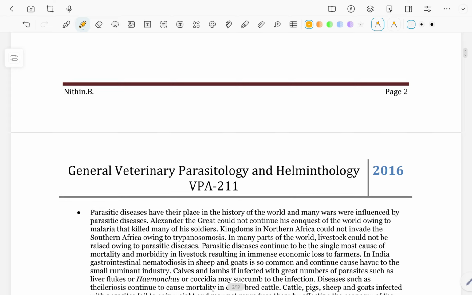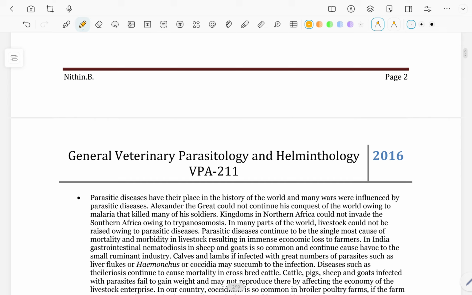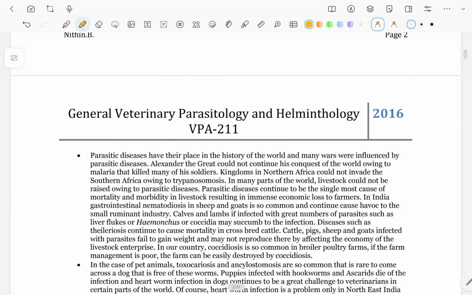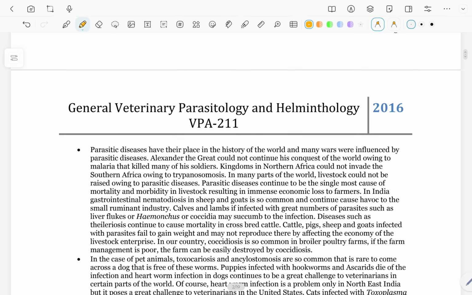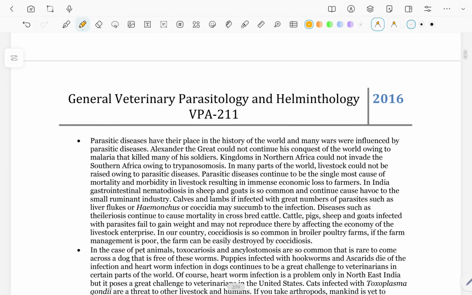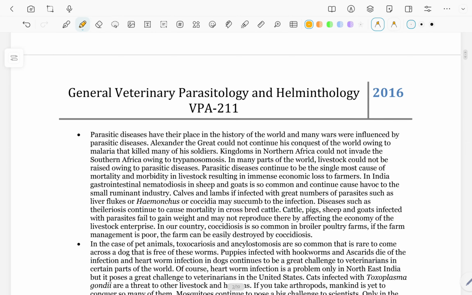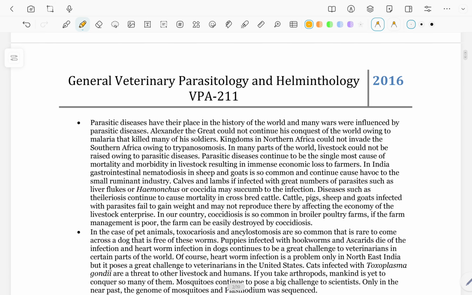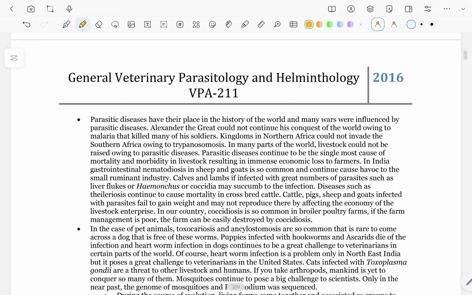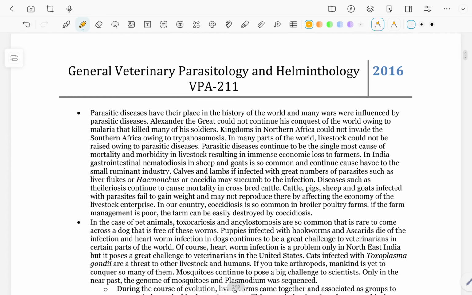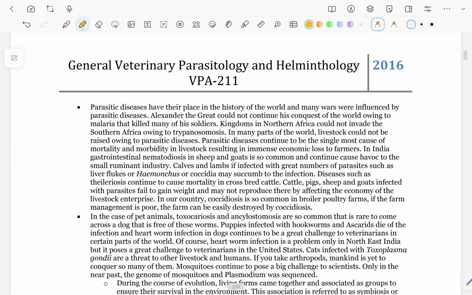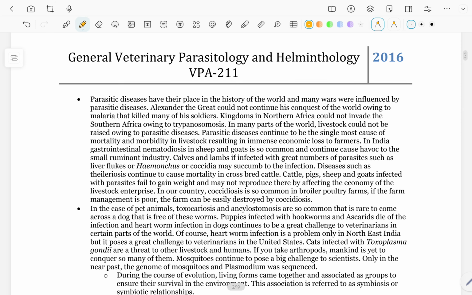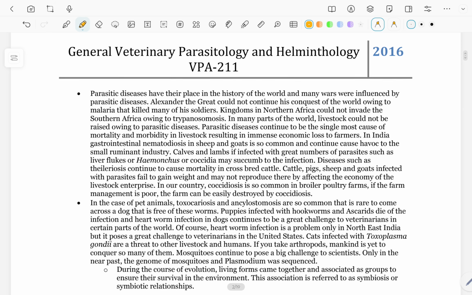Parasite disease have their place in the history of the world, and many wars were influenced by parasitic disease. Alexander the Great could not continue his conquest of the world owing to malaria. They killed many of his soldiers. Kingdom in northern Africa could not invade the South Africa owing to trypanosomosis. In many parts of the world, livestock could not be raised owing to parasitic disease.